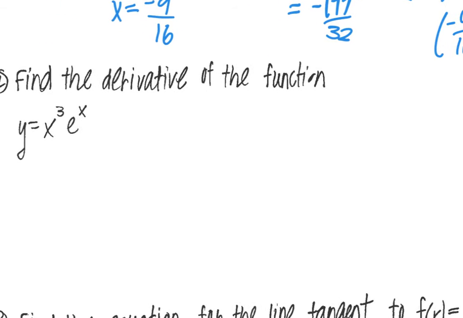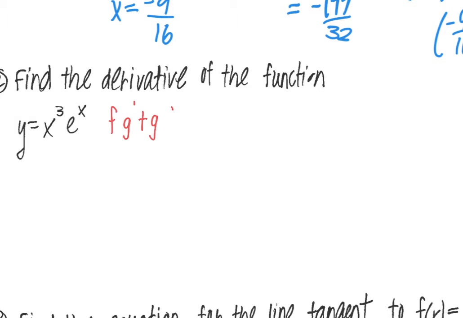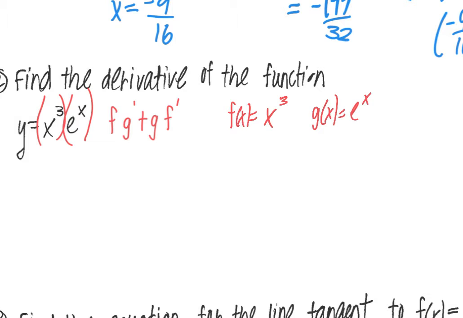Find the derivative of this function. Okay, so let's read it. Y equals x cubed times e to the x. So you heard me say that times x cubed times e to the x. We have a function times a function. So we're going to use the product rule. See, this is this function times this function. So f of x is x cubed, and g of x is e to the x. So our first function, x cubed, second function, e to the x.